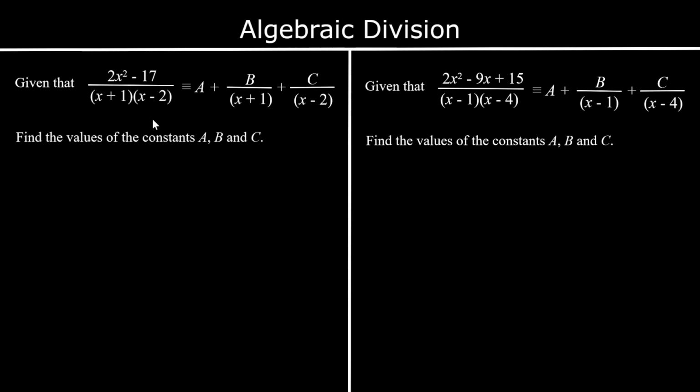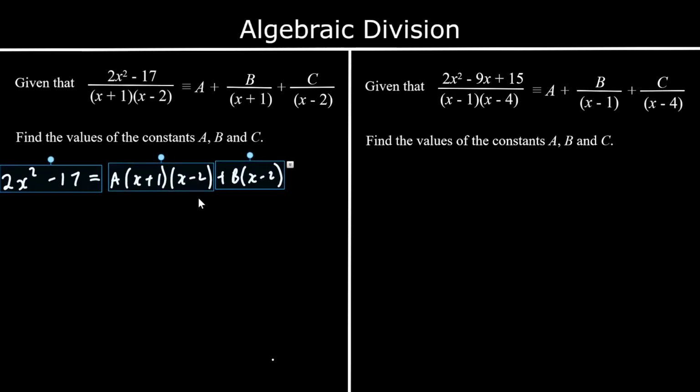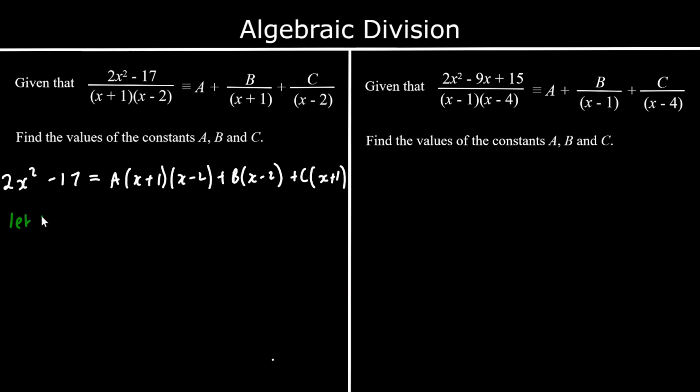So let's multiply through by the denominator and get 2x squared minus 17 equals a times x plus 1 times x minus 2 plus b times x minus 2 plus c times x plus 1. We can then let x equal negative 1, and that will get rid of a and c.